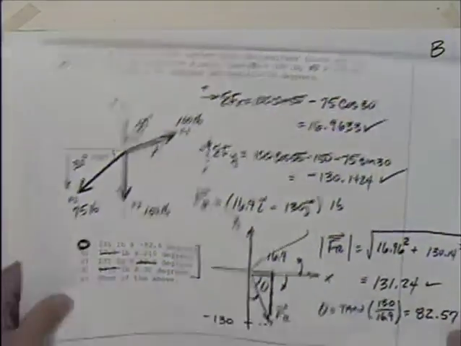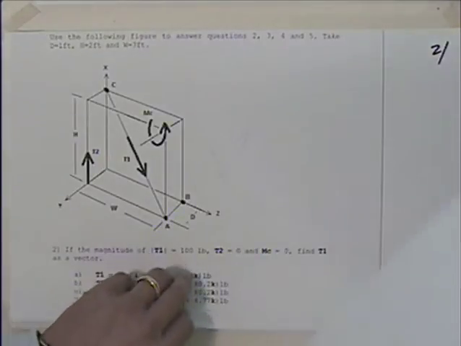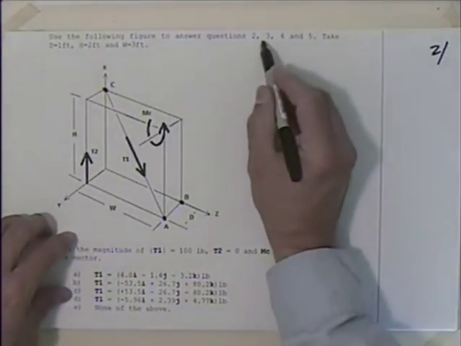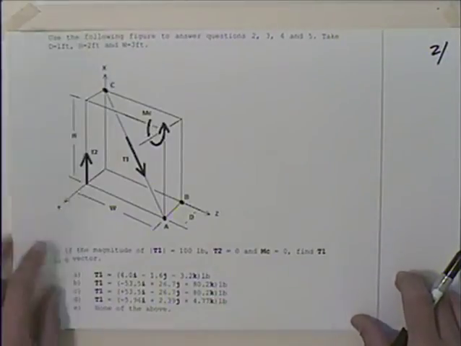Let's move on. So a lot of questions here with this figure, questions 2, 3, 4, and 5. And I'll do one with each of the figures.